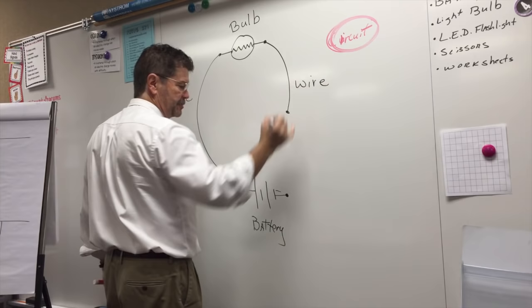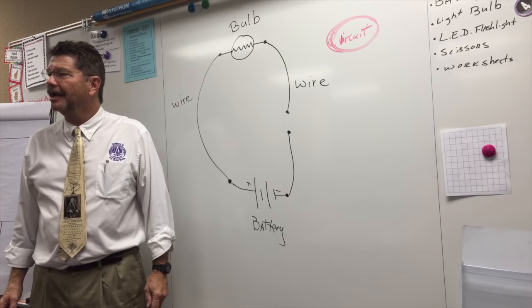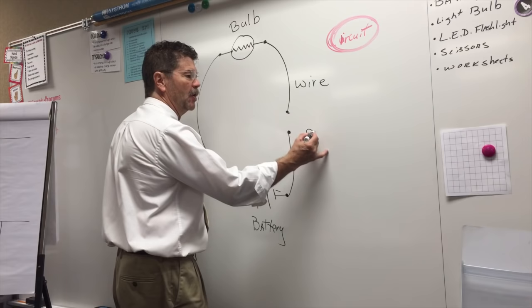And let's put a wire here. Okay, do you think it will light up now? No. Why? It's not closed. It's not closed. It is open right here, isn't it? It's open. We call this an open circuit. So we need to close it somehow.